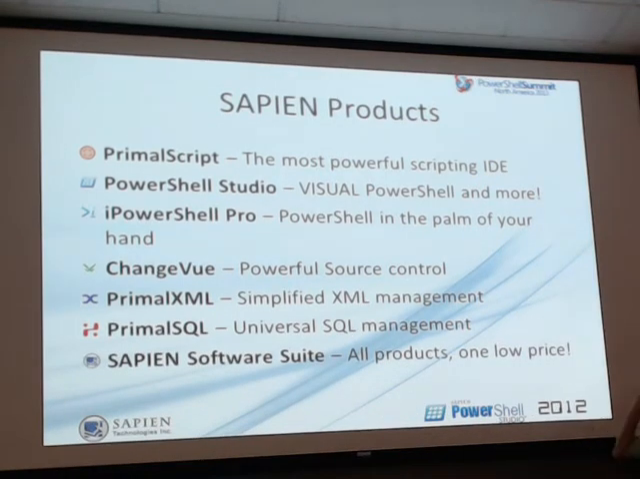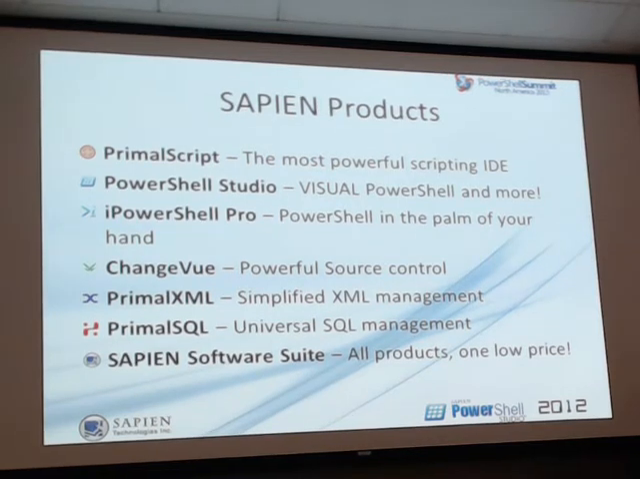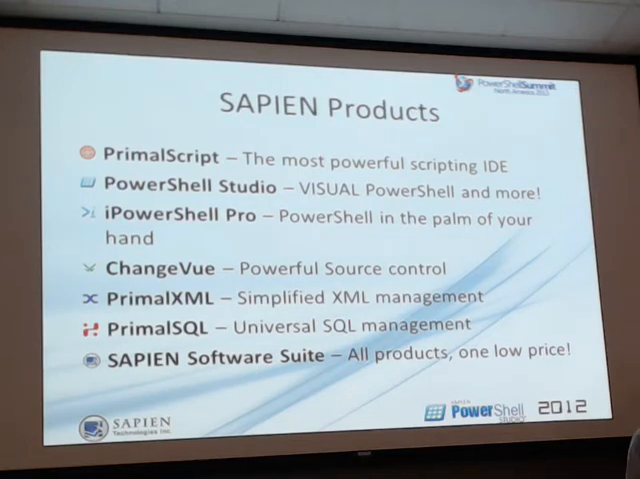And then we also have a Sapien software suite. A suite is basically the cost of Sapien Script and PowerShell Studio together. You get all our products. You get all our training videos, which are made by Don Jones. We have all our books. We have PowerShell TFM, which Don Jones and Jeffrey Hicks wrote, and a slew of other things that we have, all of our books as well.